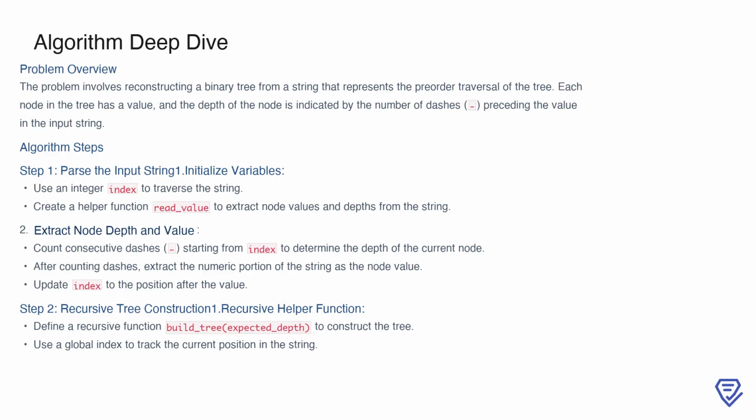The depth is determined by counting consecutive dashes starting from the current index, while the value is obtained by reading the numeric portion of the string that follows the dashes. After extracting this information, we update the index to point to the next unprocessed part of the string. Once the input is parsed, the next step involves recursively constructing the tree using the extracted depth and value information.